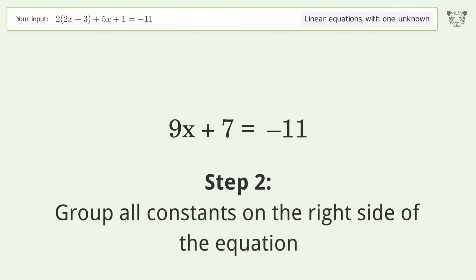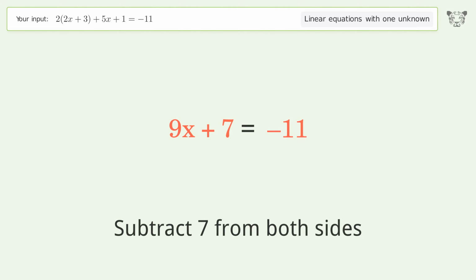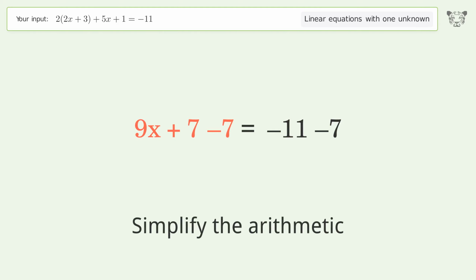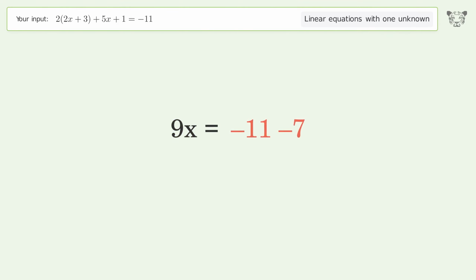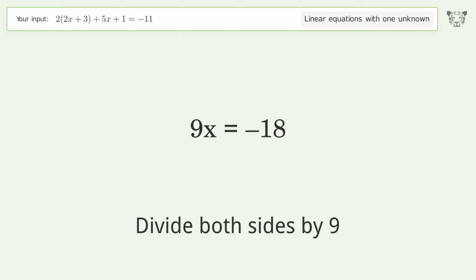Group all constants on the right side of the equation. Subtract 7 from both sides. Simplify the arithmetic. Isolate the x. Divide both sides by 9.